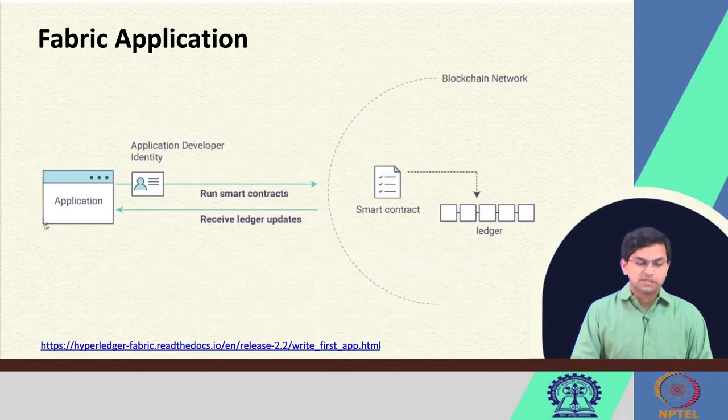The Fabric application in the broad Fabric architecture uses the application developer identity, or the organization's identity in general, to execute or query smart contracts. These smart contracts are of course deployed within the Fabric network, and this application communicates with the Fabric peer to execute these contracts and also receive ledger updates. Whatever result the smart contract generates, the application can receive that.